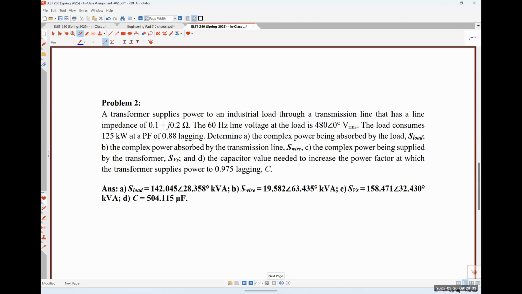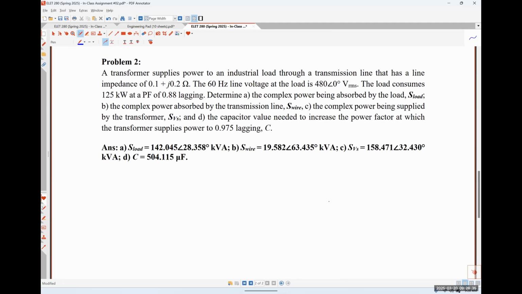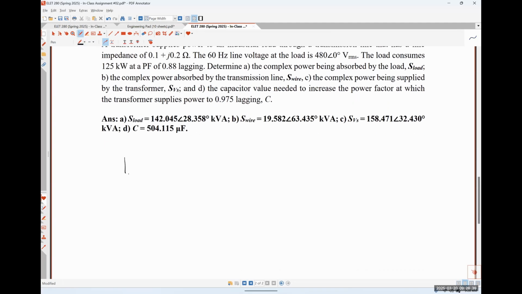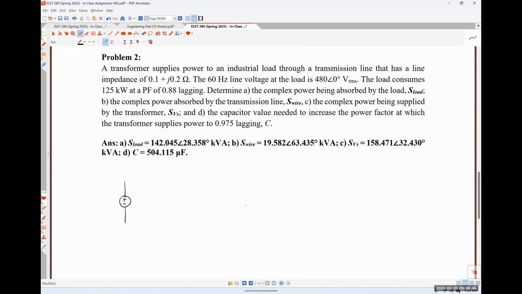So I'm going to draw a picture. As I mentioned earlier, our transformer is playing the role of a voltage source here, and we do not know what this voltage is. It was not provided to us, so I'm just going to leave that as Vs.